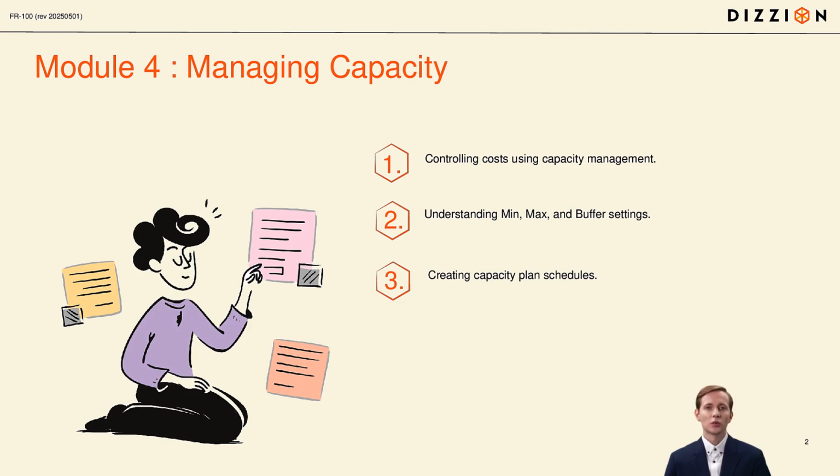In Module 4, you will learn about managing capacity on the Dizzion DaaS platform. I will start with a brief overview of cost controls in the public cloud. Next, I will explain how you can set minimum, maximum, and buffers to control scale. Lastly, I will demonstrate how to create a capacity plan schedule to optimize auto-scaling with cost control by setting values for specific times and dates.